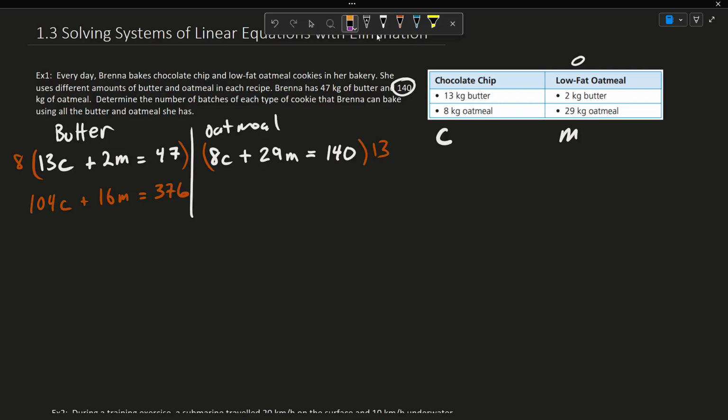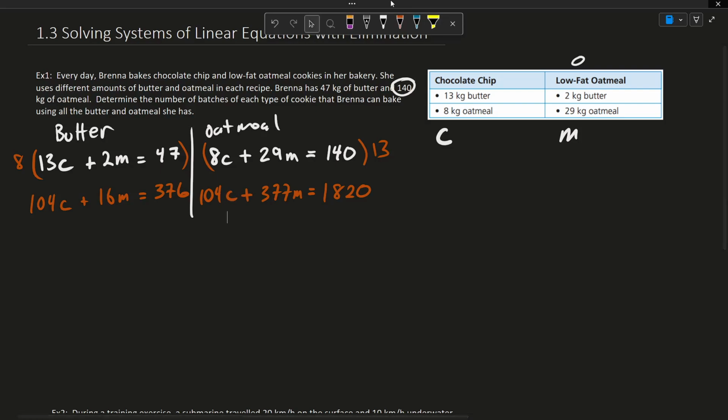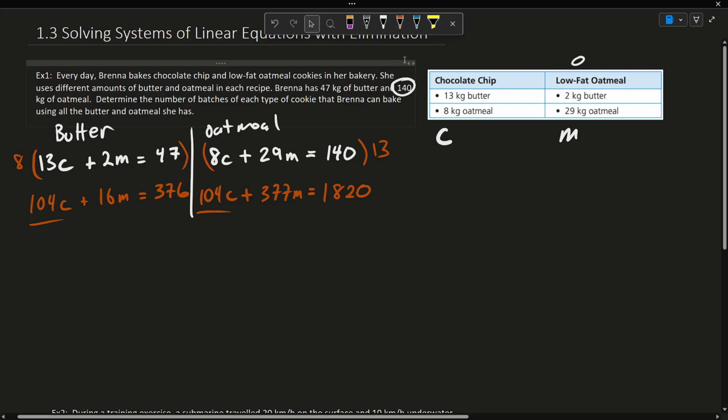13 times 140 is 1,820. 13 times 29 happens to be 377M. And 13 times 8 is 104C. So if you look closely, I've gotten it so that the C value here and here have the same coefficient. Now this is where the word elimination comes in.